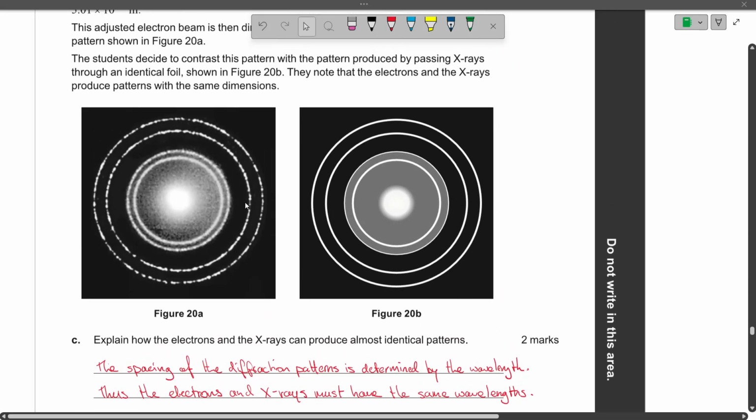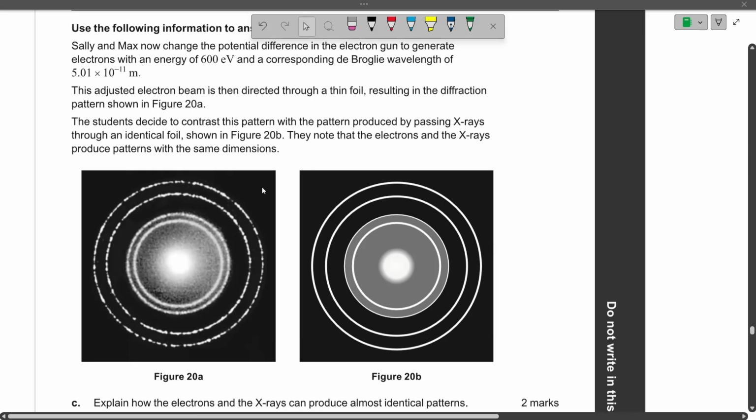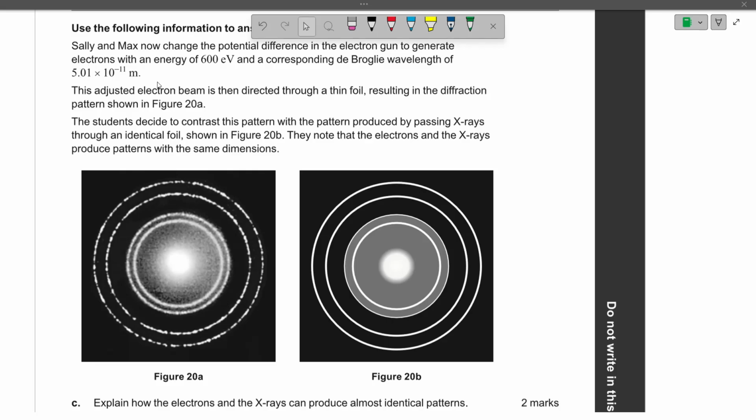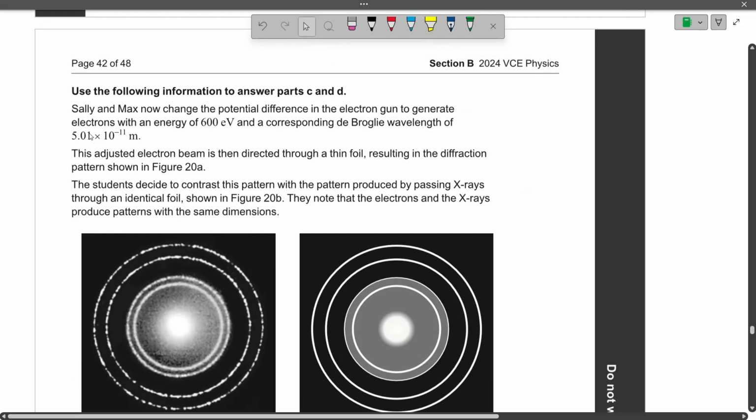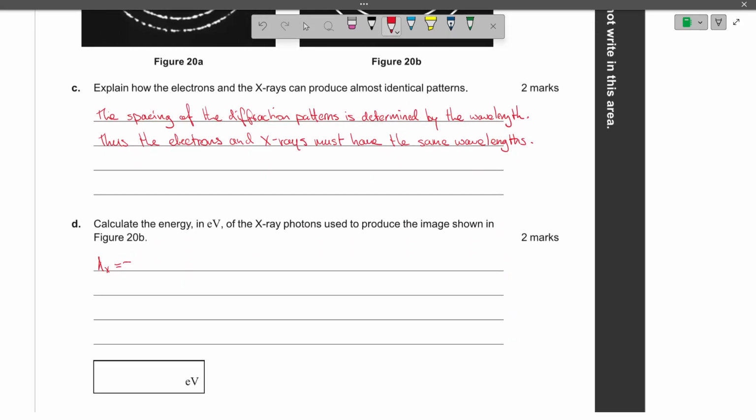Okay, so because they're producing the same image, we know that they have the same wavelengths. We've been given the de Broglie wavelength of the electrons, so this must also be the wavelength of the X-ray. So we can say the wavelength of the X-ray is equal to 5.01 times 10 to the minus 11 meters. Now, how can we get energy from wavelength? We can use the formula: photon energy is equal to hc on lambda.